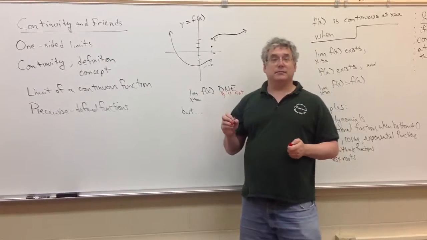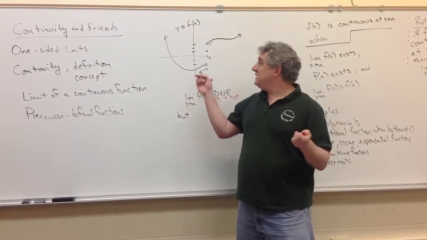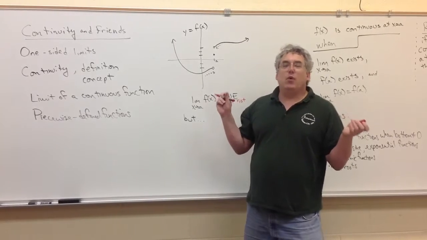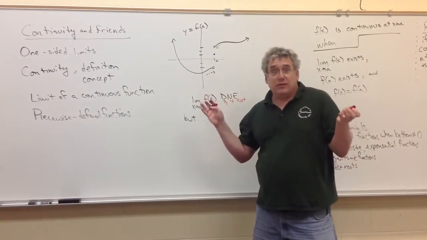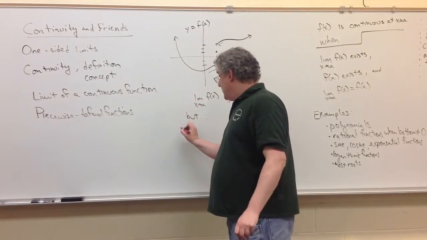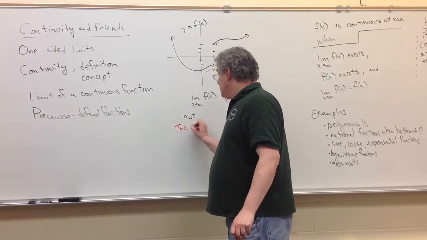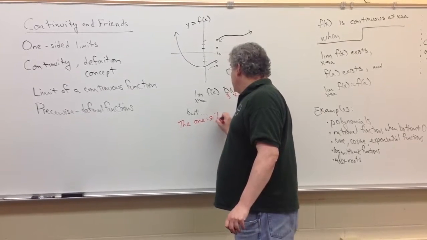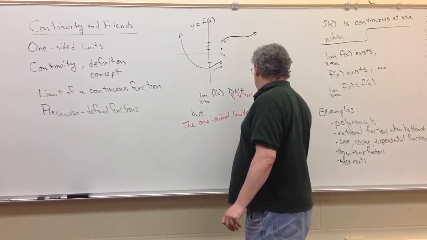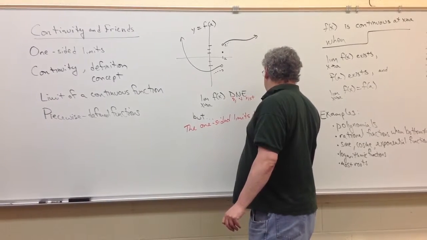There is no limit. But that's not the whole story, because clearly there are two very well-defined limit points coming from one side or the other. So what we have is the one-sided limits do exist. The one-sided limits do exist.